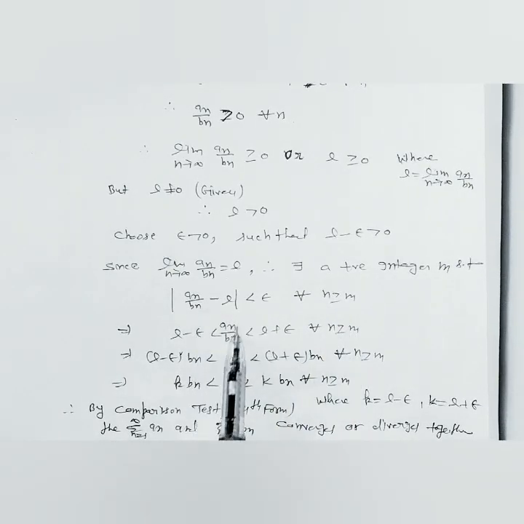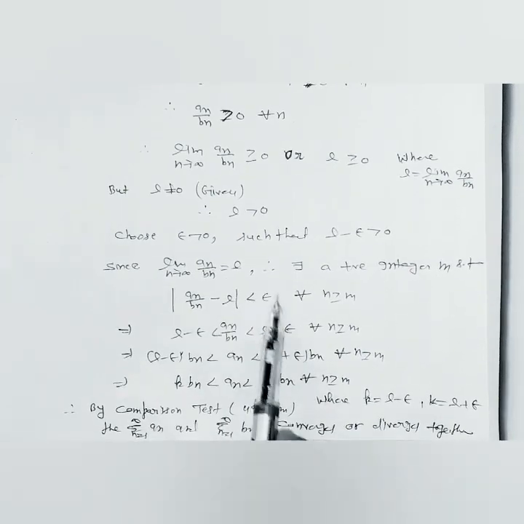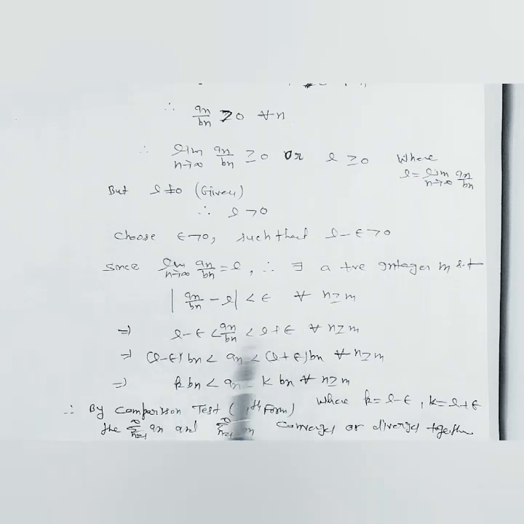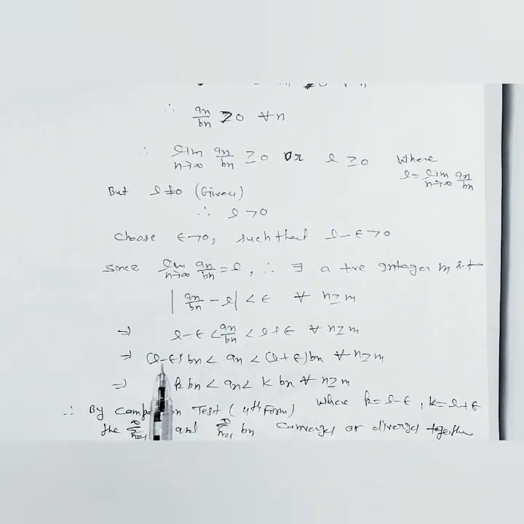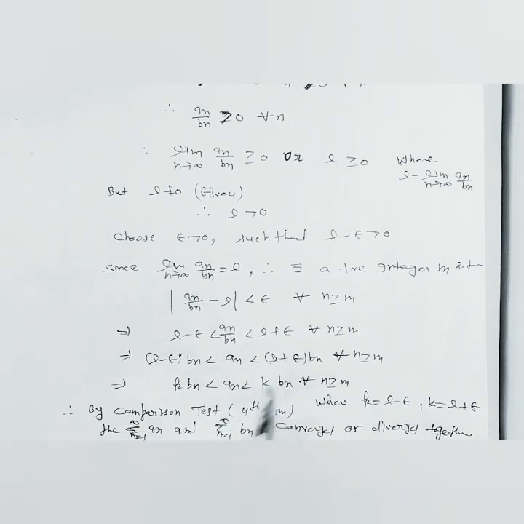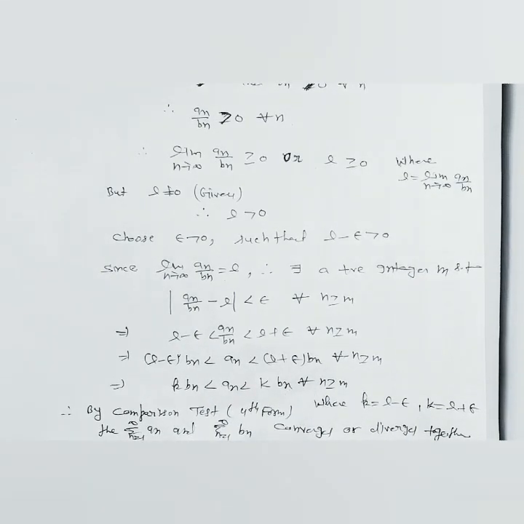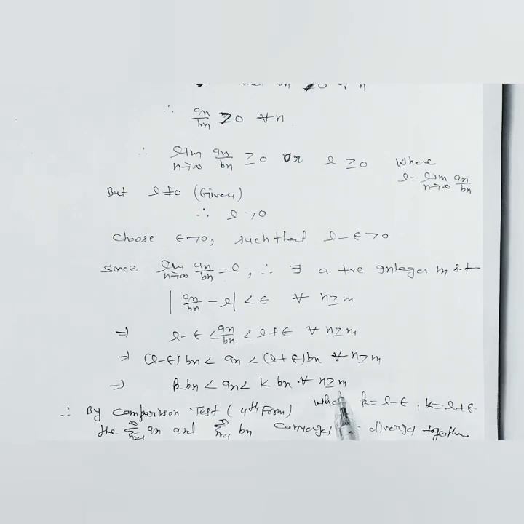From this, an by bn is less than l plus epsilon and greater than l minus epsilon. Multiplying by bn on both sides, from the inequality, l minus epsilon times bn is less than an, which is less than l plus epsilon times bn. Take l minus epsilon as small k and l plus epsilon as capital K. We have small k times bn less than an less than capital K times bn for all n greater than or equal to m.